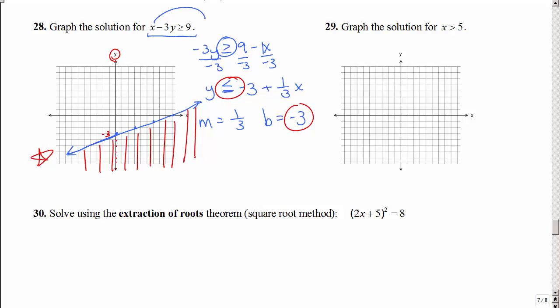On number 29, you have to know that that is a vertical line. And because it's just greater than, it's also going to be a dashed line. So x is greater than 5. So 1, 2, 3, 4, 5. A dashed or dotted vertical line. And then x is greater than 5. So if this is 5, greater than 5 is on this side.